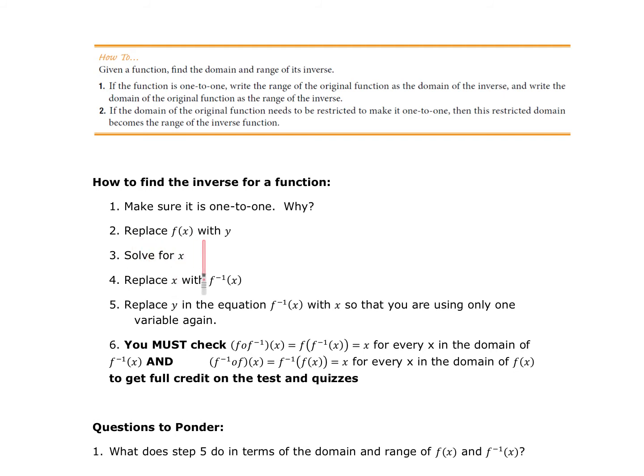Then I'm going to replace f of x with y. I'm going to solve for x. When I get done, I'm going to have x is equal to, and I replace y with f inverse of x. So I'm only in one variable, and I check the composition both ways.